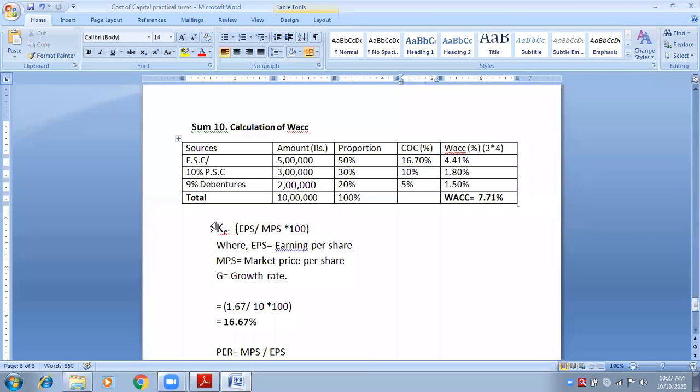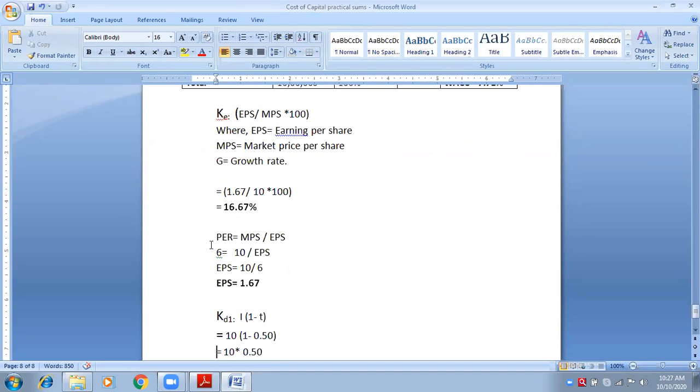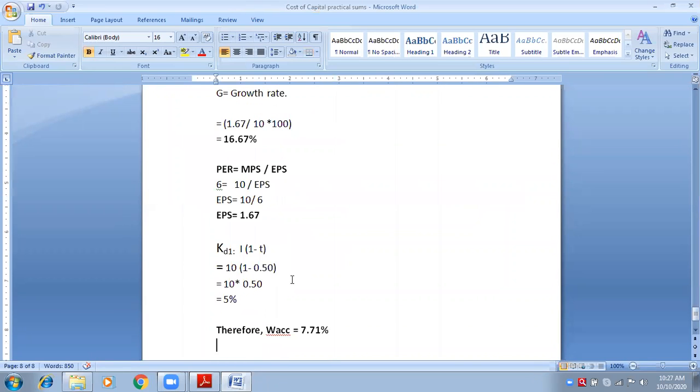Remember, equity always has to be written. Preference always has to be written as same as it is given because it is already after tax, so there is no need to calculate it after tax. Now KD, because we have only one, we can write it as KD = I(1 - T).